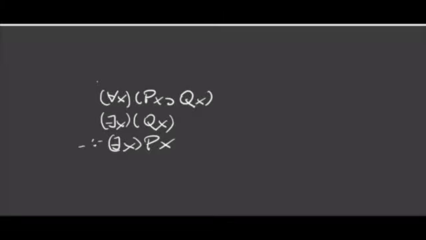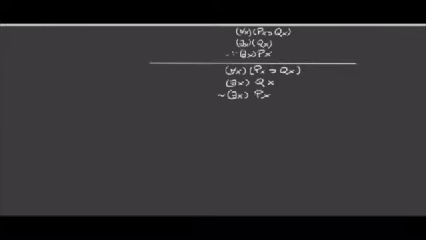Okay, now we have this other argument, and the first premise is every P is Q, and the second premise is there is a Q, and then the conclusion is there is at least something that is P. And I ask you, well, is this argument valid? Well, we're going to think about it. Okay, so let's do the tree.